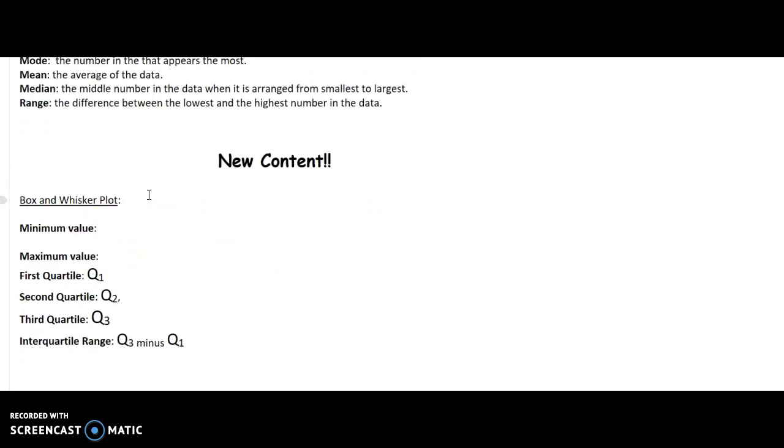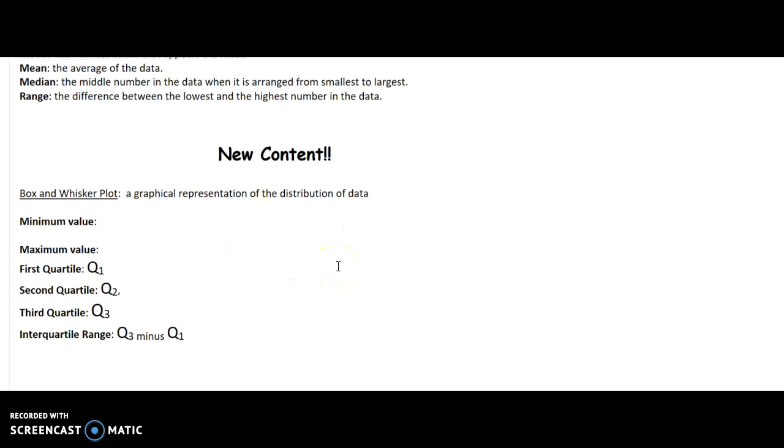Okay, so we're going to define the box and whisker plot as a graphical representation of the distribution of data. So we have seen bar graphs before, we have seen line plots, things like that. But a new type of plot that we're learning today is called the box and whisker plot, which is just a different way of organizing data and interpreting what it means.